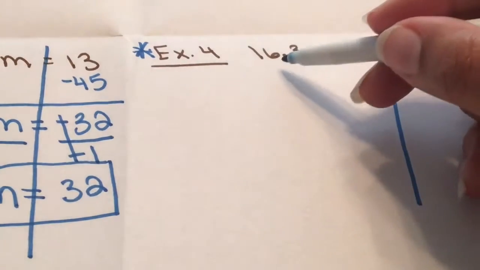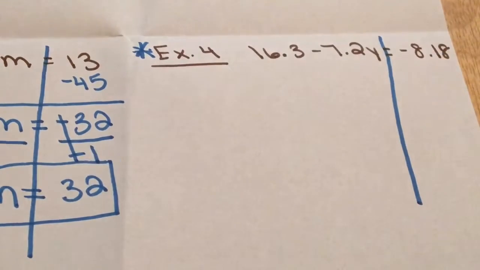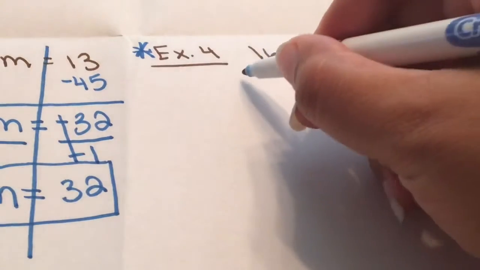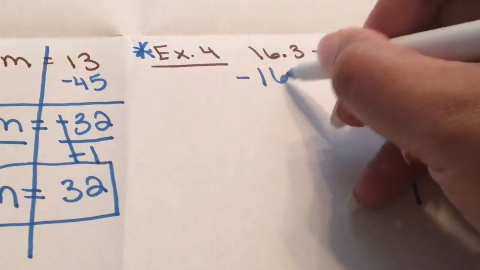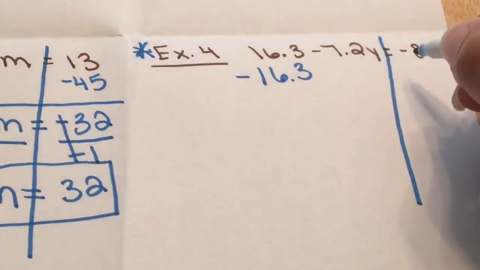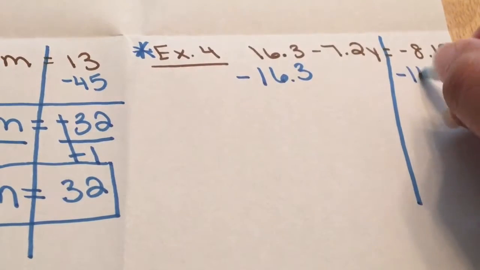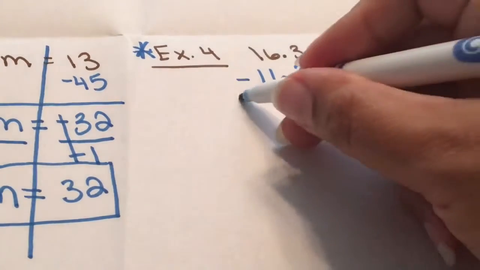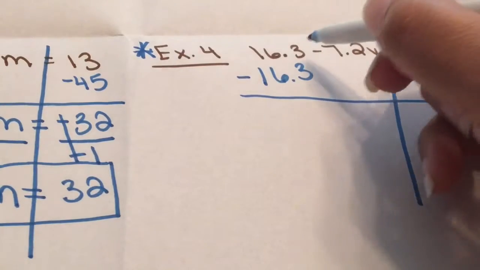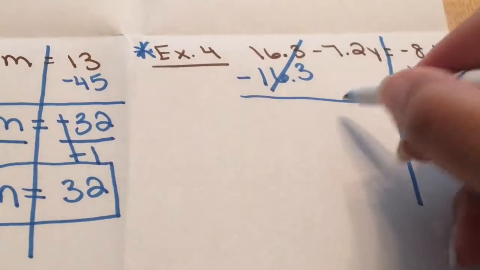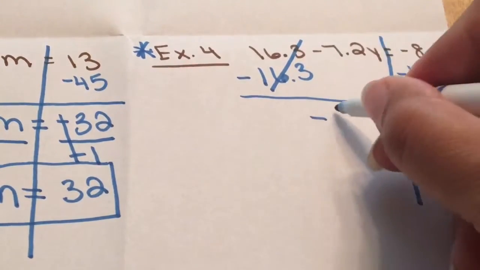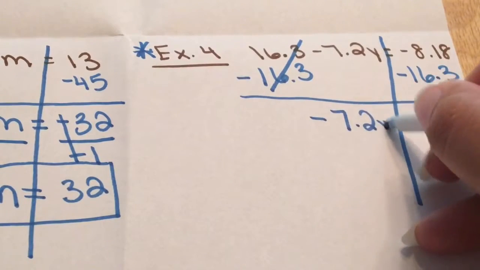so I'm just going to get my constants on one side and my variables on the other. I can see that 16.3 and negative 8.18 belong together. They're both my constants, so I'm going to go ahead and subtract or undo that positive 16.3 with a negative, and I'm going to do the same thing to the right side. 16.3 minus 16.3 is 0. What's left is that negative 7.2y.